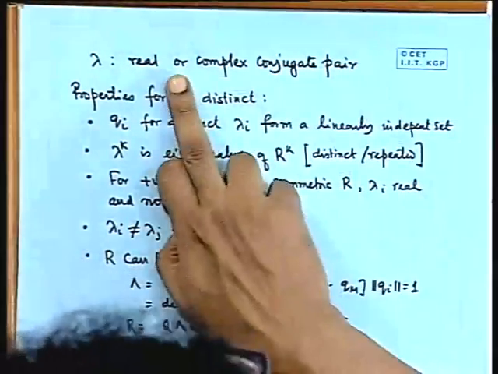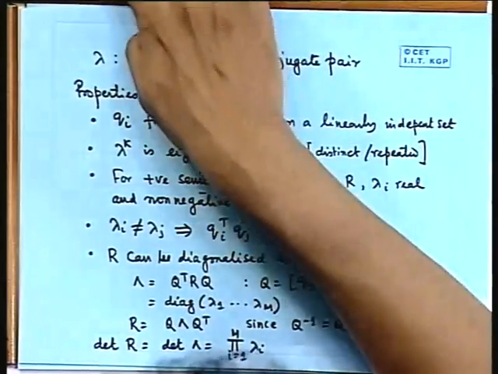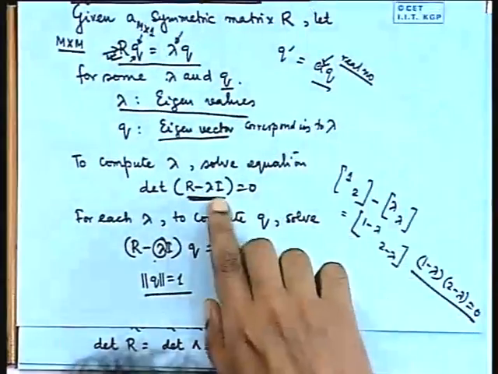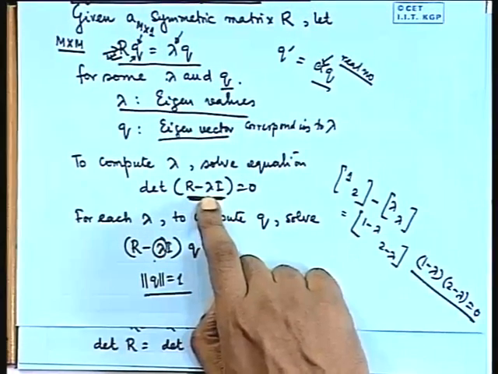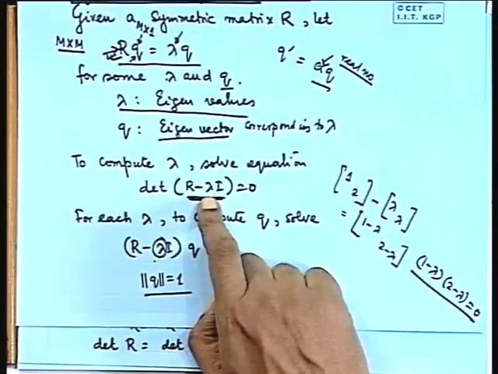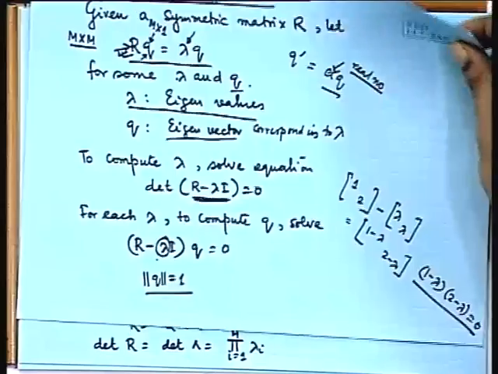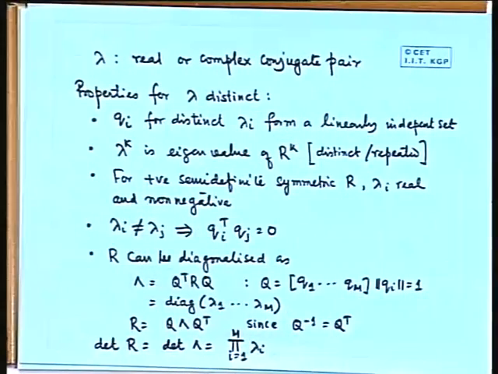But lambda can be real or a complex conjugate pair, remember, because this equation is an nth order equation, so it will have real or complex roots. But since all the coefficients of this equation are real, if you have complex roots, they will always occur in conjugate pairs, otherwise you cannot get real coefficients, correct. So therefore lambda will occur in real or complex conjugate pairs.